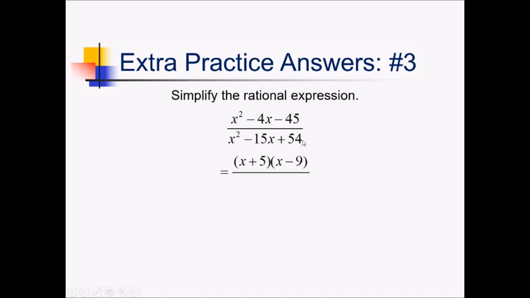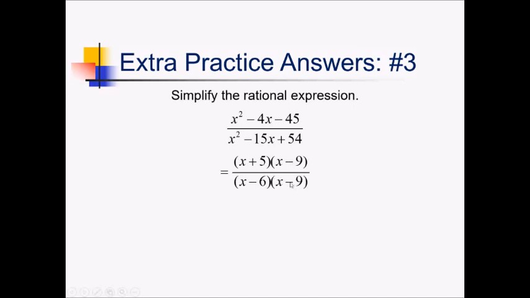Let's do the denominator. We need factors of 54 that add up to negative 15. So 1 and 54 doesn't work. 2 and 27 doesn't work. 3 and 18, well, that would work if one was negative and one was positive, but they both have to be positive because it multiplies to a positive. Or they actually have to both be negative. Multiplies to a positive, adds up to a negative. So let's keep going. How about 6 and 9? Well, yeah, negative 6 and negative 9 adds up to negative 15. So we have x minus 6, x minus 9.